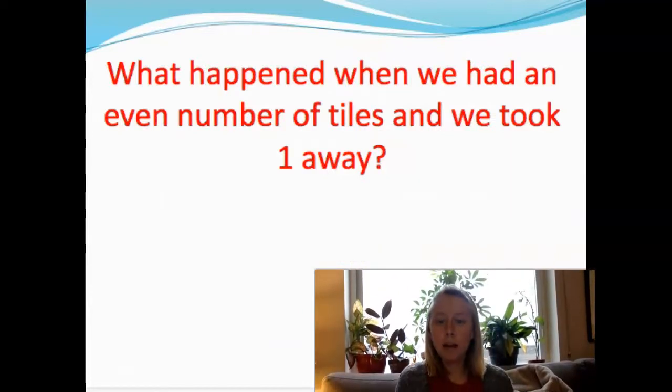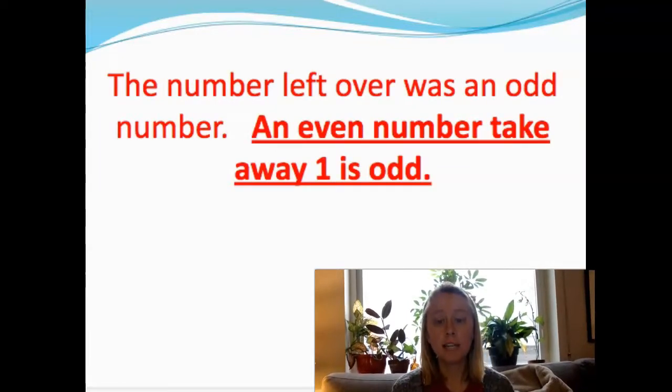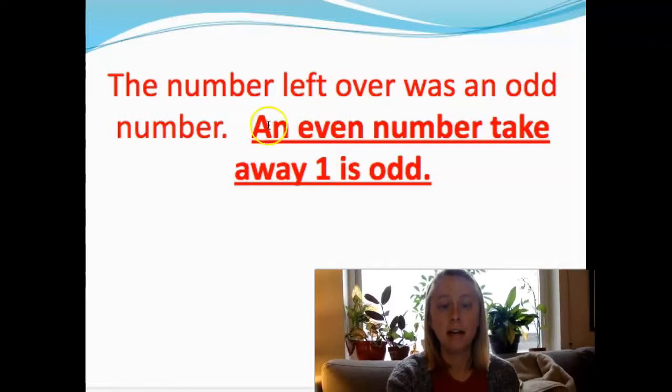Okay, so what happened? Now think about that process. What happened when we had an even number of tiles and we took one away? What happened? The number left over was an odd number. So an even number, when we take one away, is odd. That's important to remember, so let's say that together. An even number, take away 1, is odd.